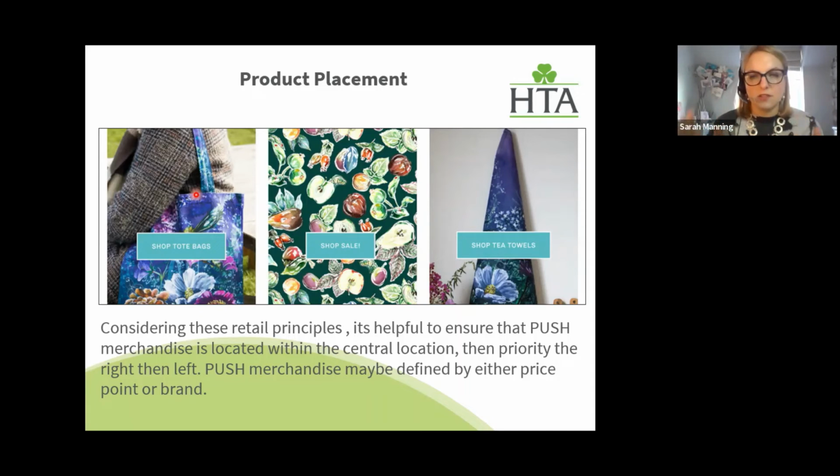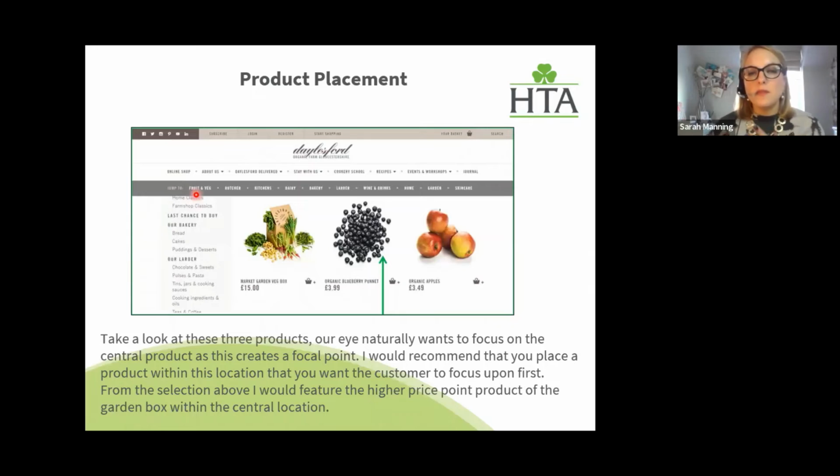So Anna had implemented this and found that it had really helped to convert more interest onto her tea towels and to sale, which is obviously brilliant. So again, really considering the upsell and the priority of the placement of products. Here, Aylesford, great example, they've put their most expensive product on the left hand side. Surely this would be a great example to have in the middle to really push that product. Okay.